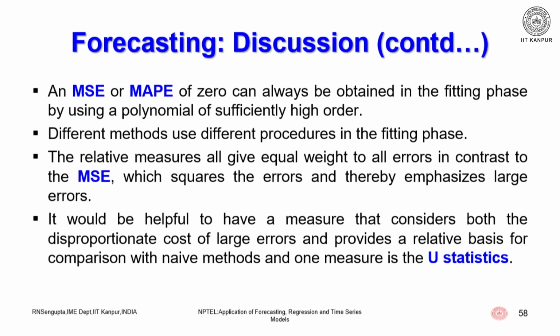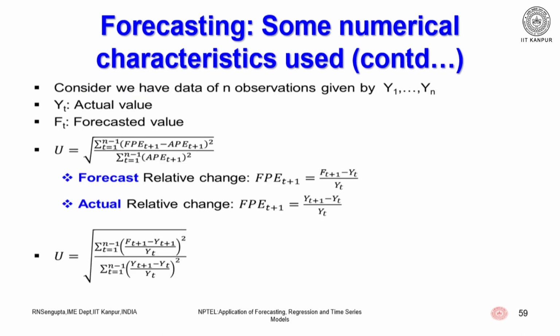Naive model means the layman's model, which is based on very simple assumptions. And one measure which understands that and takes into consideration the disproportionate cost of high errors, trying to eliminate that to the maximum possible extent, is the idea of the U statistics. So I will give you the formula for the U statistics, and when we utilize that, we will come to it later on.